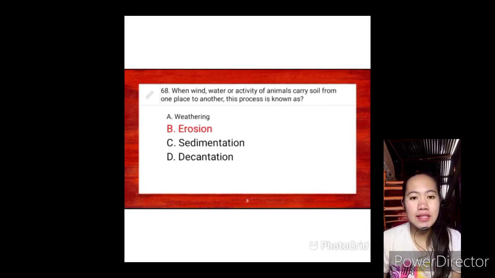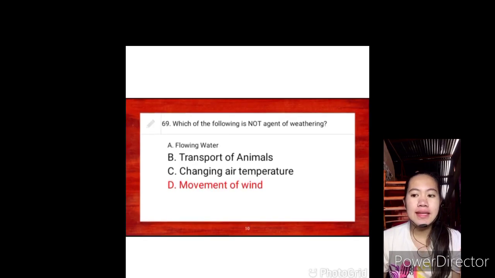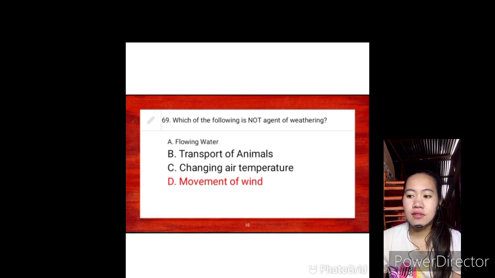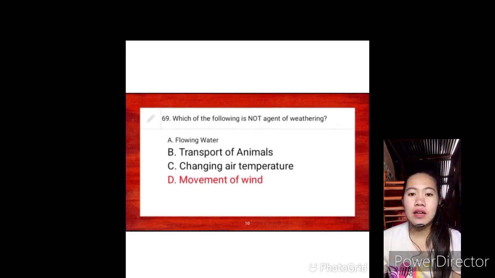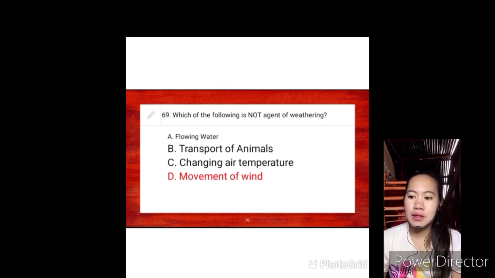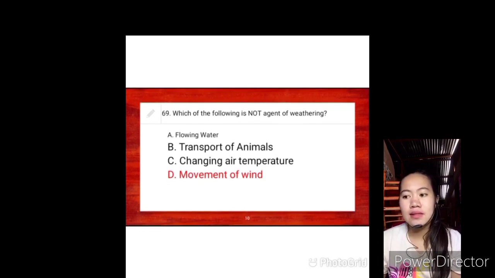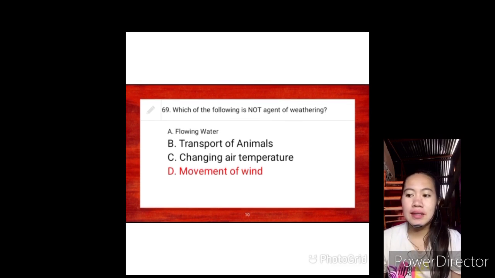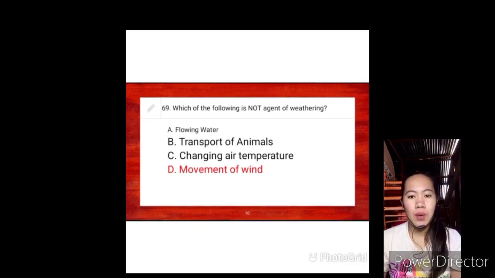So let's proceed to number 69. Which of the following is not an agent of weathering? So there are four choices. Letter A, flowing of water. Letter B, transport of animals. Letter C, changing air temperature. And letter D, movement of the wind.